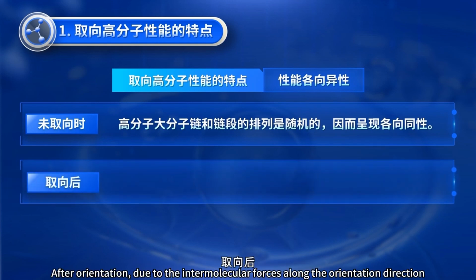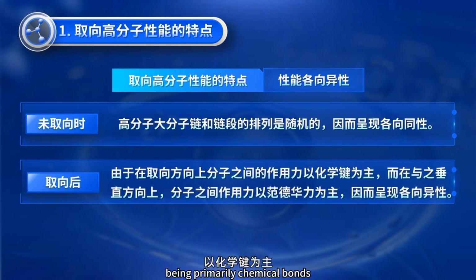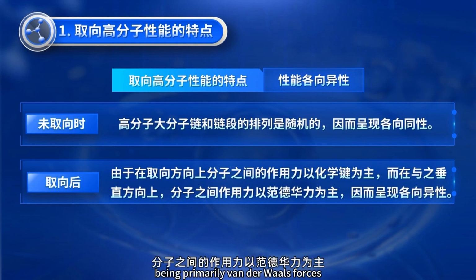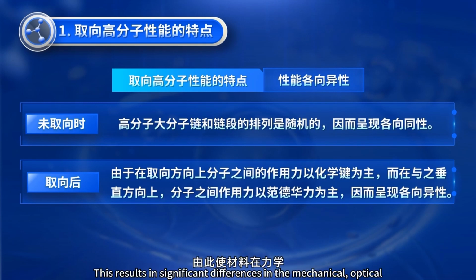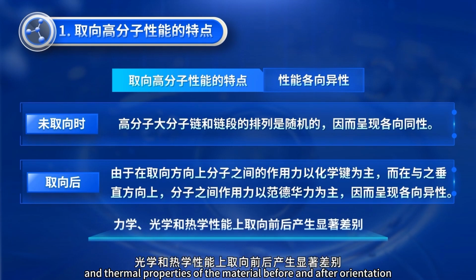After orientation, due to the intermolecular forces along the orientation direction being primarily chemical bonds, and the intermolecular forces perpendicular to the orientation direction being primarily van der Waals forces, anisotropy is exhibited. This results in significant differences in the mechanical, optical, and thermal properties of the material before and after orientation.